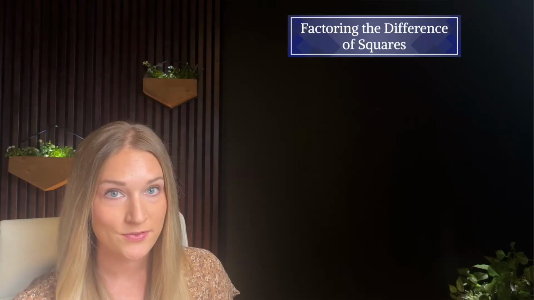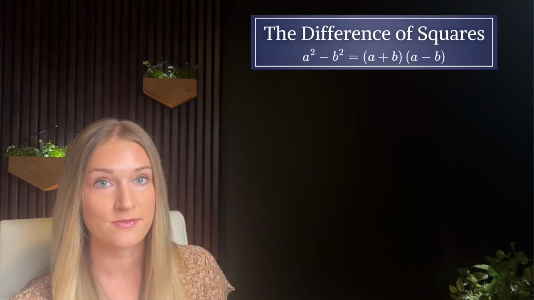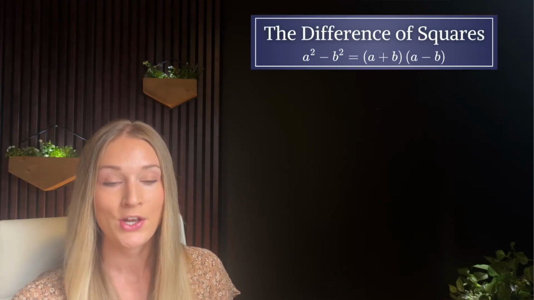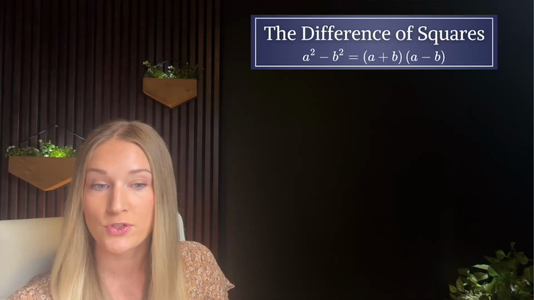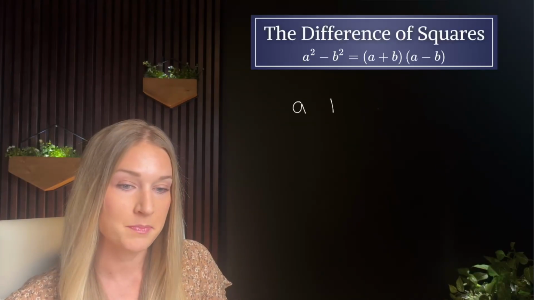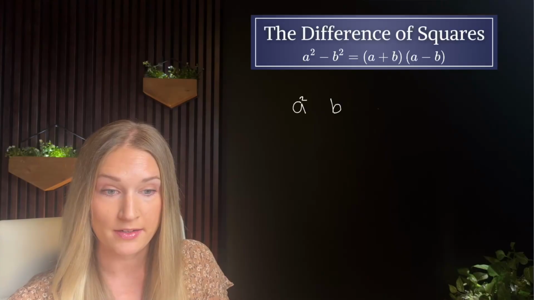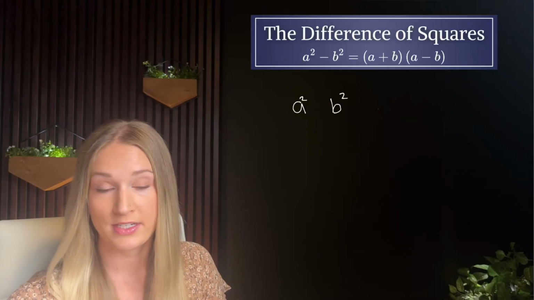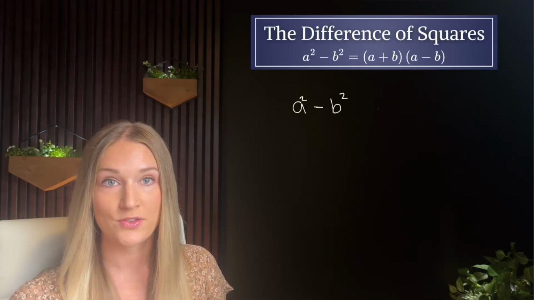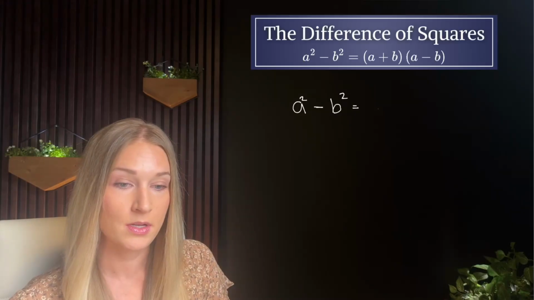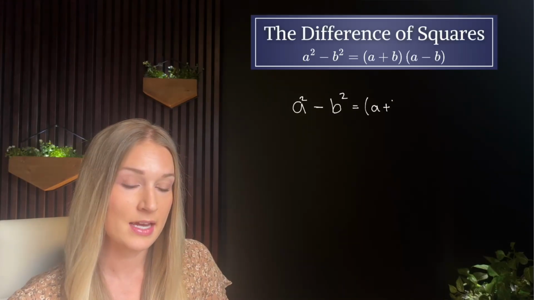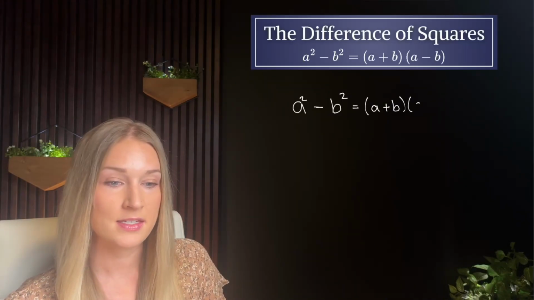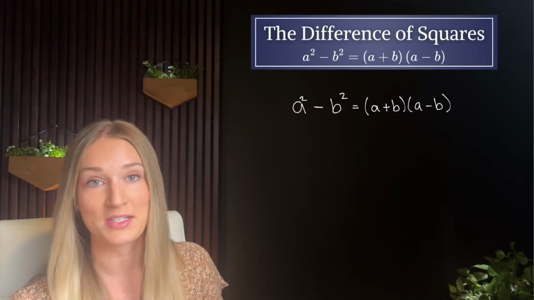Let's talk about the difference of squares. The difference of squares is a very special factoring pattern. What it says is that if you have two bases, A and B, they're both squared, and then you take their difference, we can always factor that into the sum of the bases, A plus B, times the difference of the bases, A minus B.